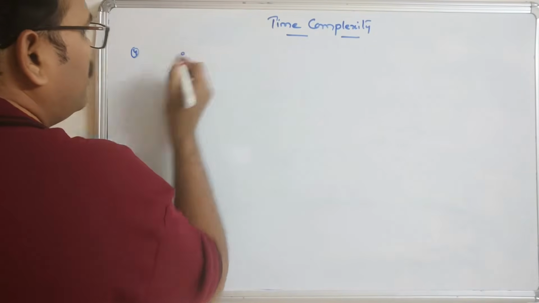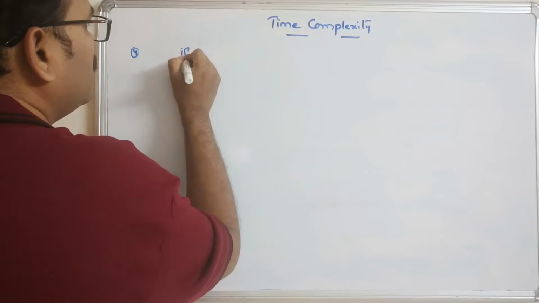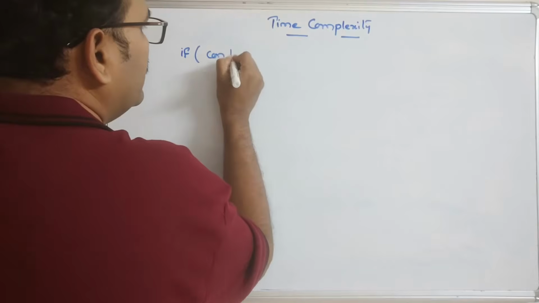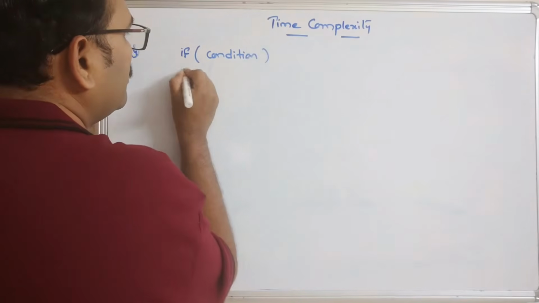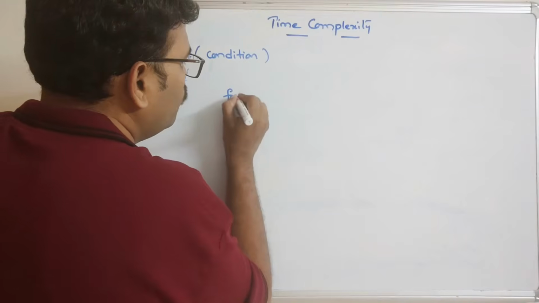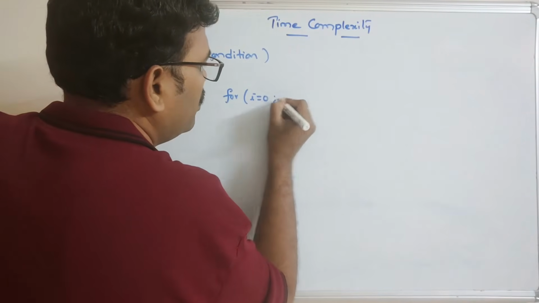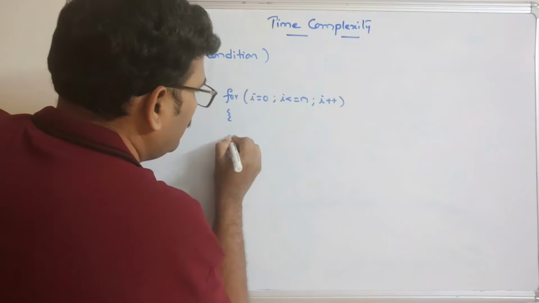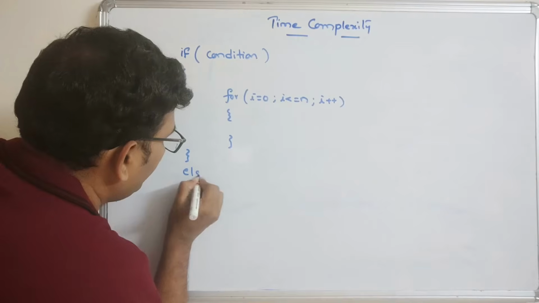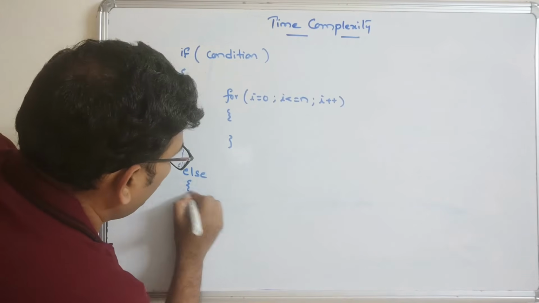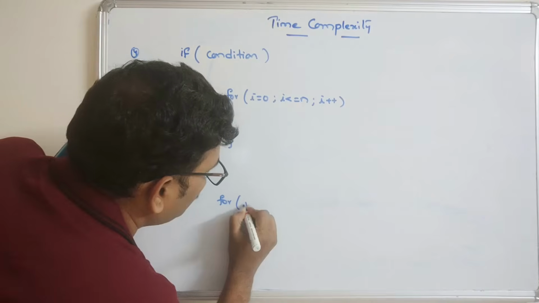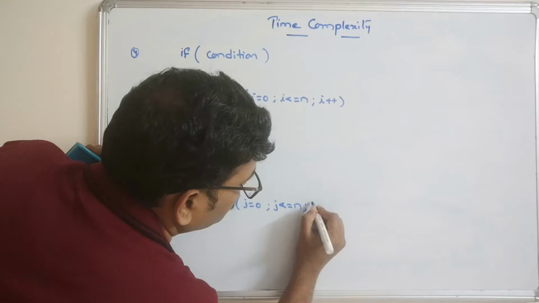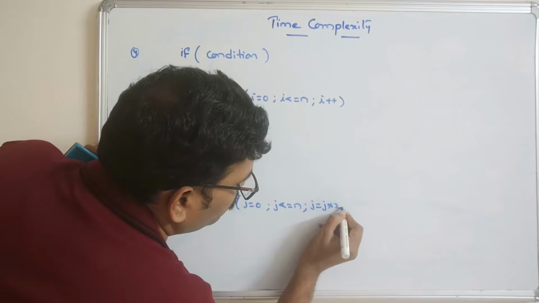Now write down some condition. Any condition, no problem with the condition. And inside we are writing a loop, for i is equal to 0, i less than or equal to n, i plus plus. There is the code, and in the else part, again I am writing for j is equal to 0, j less than or equal to n, j is equal to j into 2.